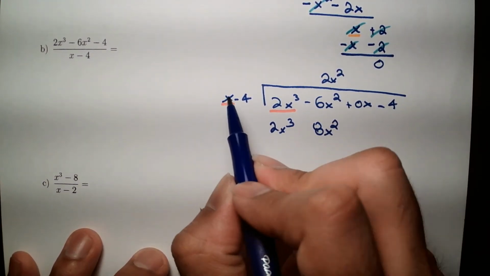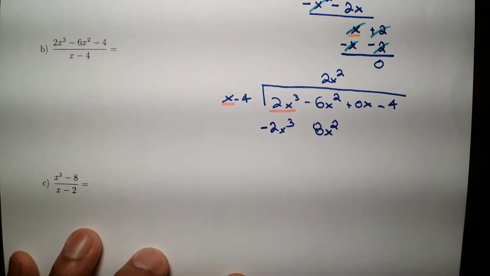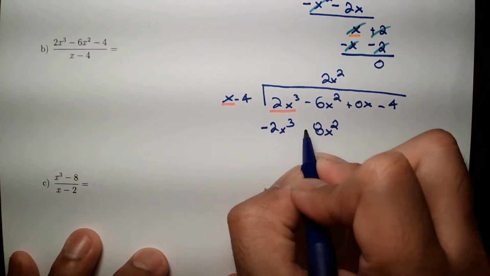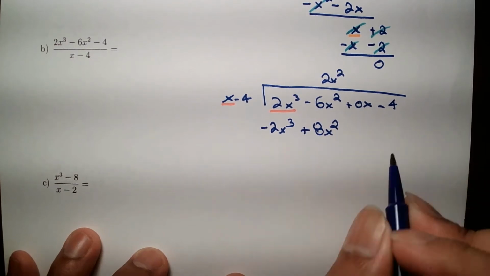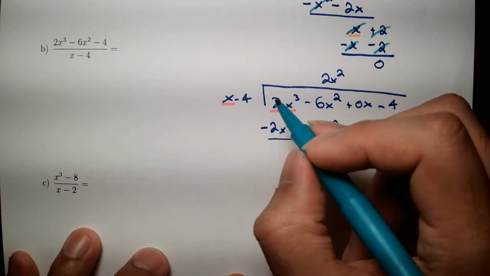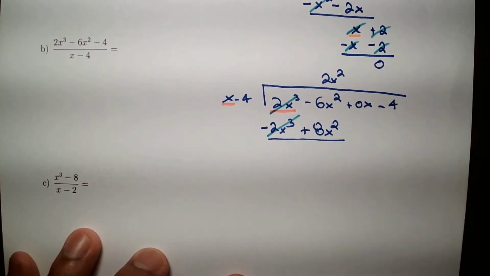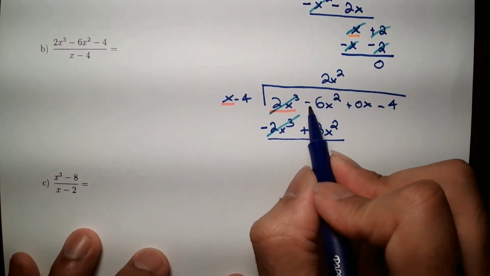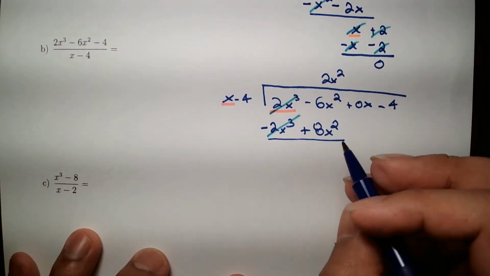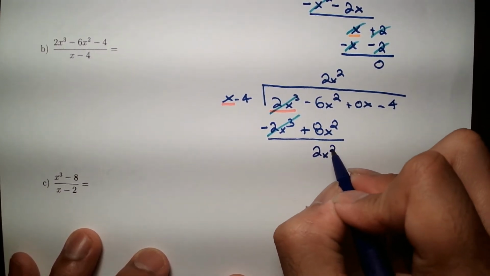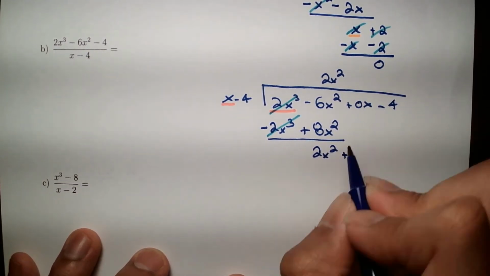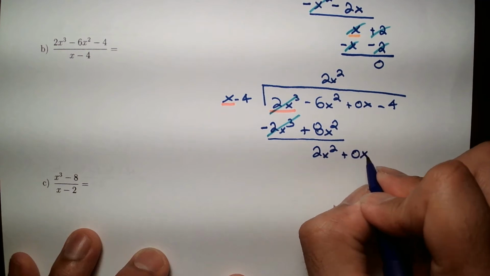Positive times a positive is positive. We need to change that to negative. Positive times a negative, it's a negative. In this case, we need to change that to positive. Okay, let's simplify this. These guys go away, cancel, and negative 6x squared plus 8x squared, or 8x squared minus 6x squared, that's 2x squared. Now we need to drop the next term, that's the 0x.